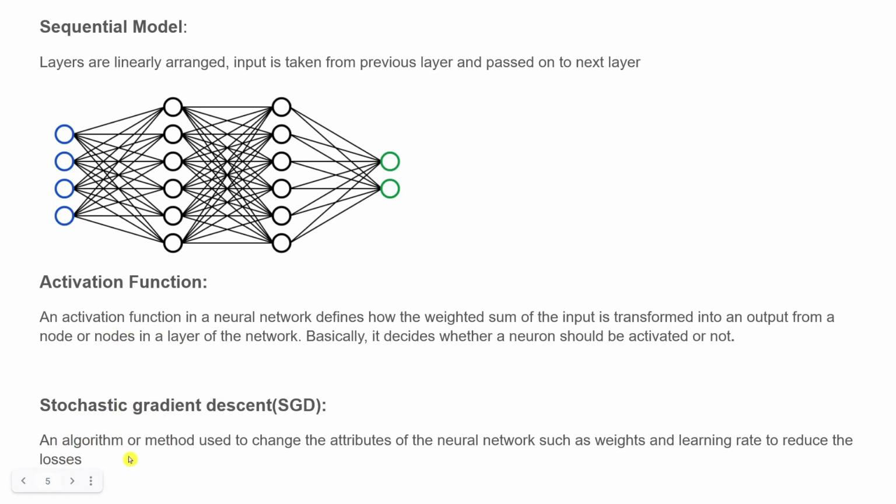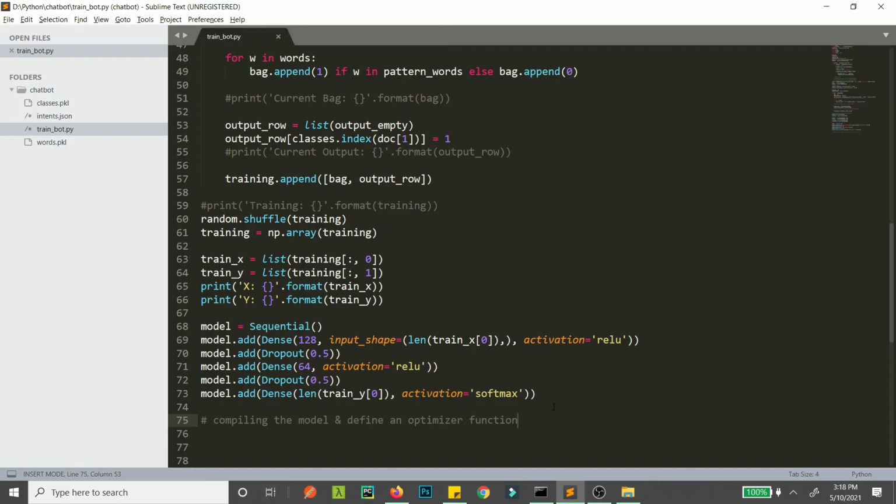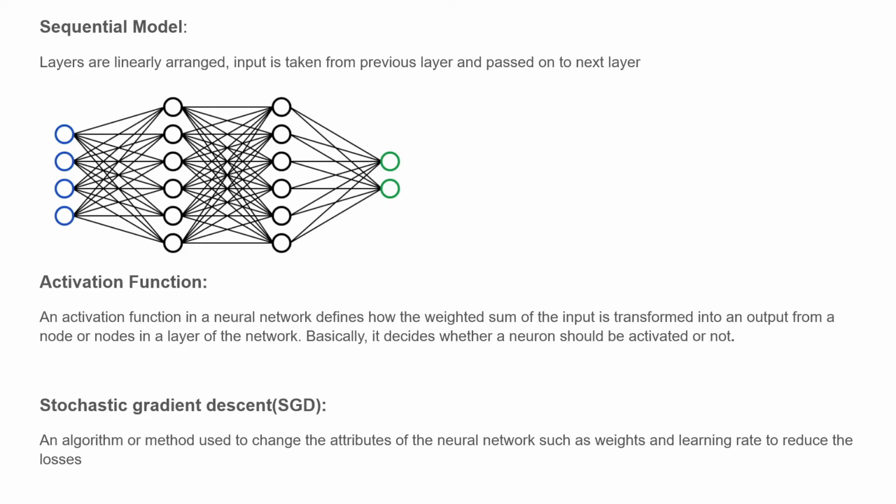An optimizer function is basically an algorithm or method that is used to change the attributes of neural networks, such as weights and learning rate, to reduce losses. Basically, we are trying to reduce the loss and get high accuracy from our model, right? Whatever output our model is generating, we need to ensure that there is less loss and high accuracy in that. So how do we achieve that? This is what an optimizer function does.